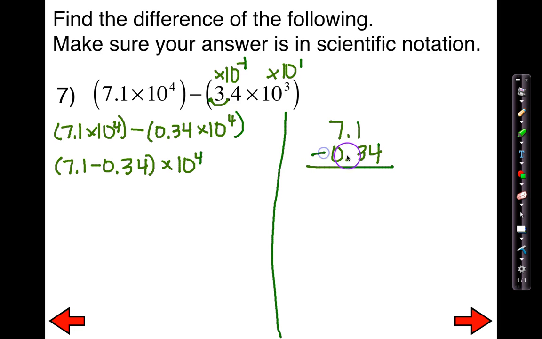Please make sure whenever you're adding or subtracting decimals that you do line them up. It's important that you do that. So here, can 0 minus 4? No, so I'm going to go ahead and borrow. 10 minus 4 is 6.